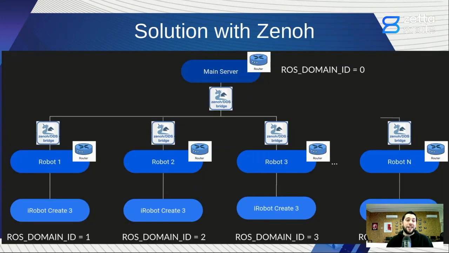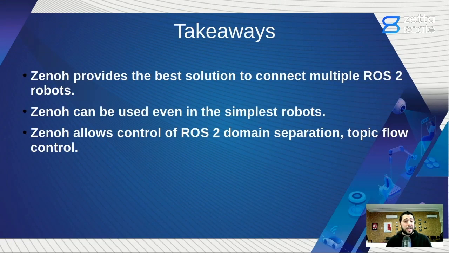So I'm not a networking expert, but this is exactly what I'm looking for in a solution, to just run a couple of things that make the middleware invisible, so I won't have to worry about it. In my experience, Zenoh provides the best solution to connect multiple ROS2 robots.